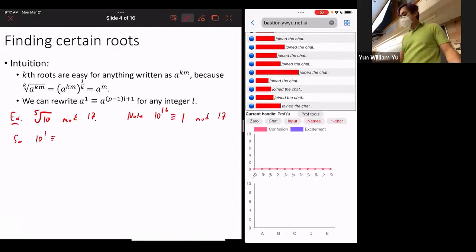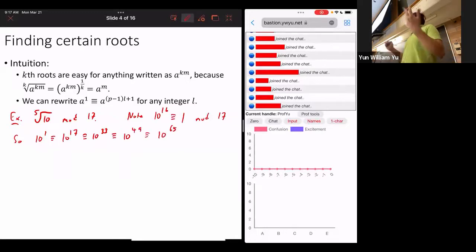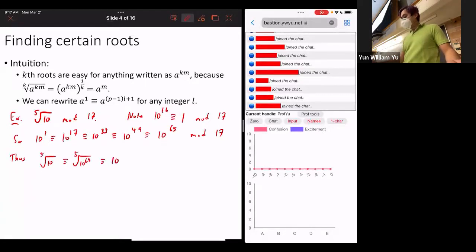So 10 to the 1 is congruent to 10 to the 17, because 1 plus 16 is 17, is congruent to 10 to the 33, because 17 plus 16 is 33, which is congruent to 10 to the 49, which is congruent to 10 to the 65. And you'll notice that 65 is a multiple of 5, so we can stop there. Plus, we know that the 5th root of 10 is congruent to the 5th root of 10 to the 65. But of course, that's just congruent to 10 to the 65 divided by 5, which is congruent to 10 to the 13 mod 17.